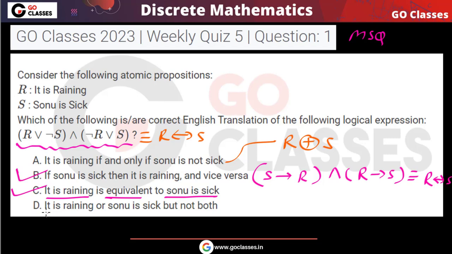And what about option D? It is raining or Sonu is sick, but not both. This is also R exclusive or S. So option D is R exclusive or S. Option A is R exclusive or S. Option B is R bi-implication S. Option C is R bi-implication S. So the answer will be option B and C.